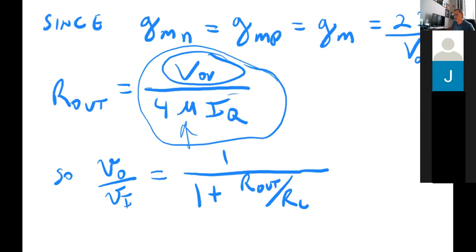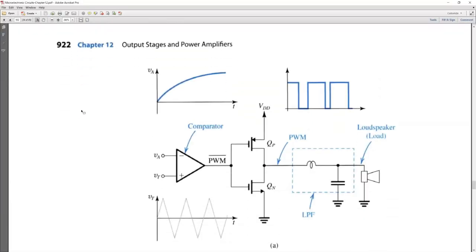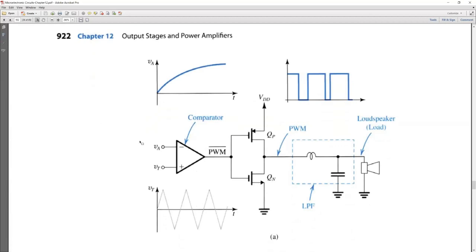So this is a short chapter, which I just wanted to wrap up by showing some figures in the book. So just showing the class D amplification, essentially. It's really just an encoding of the signal that you want to deliver into a PWM waveform.